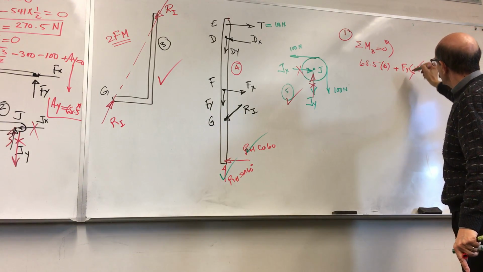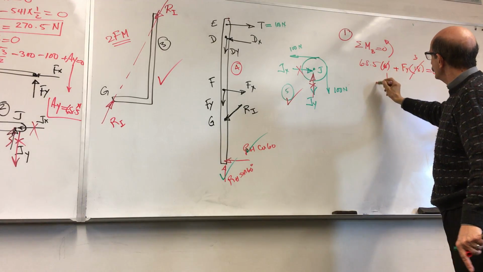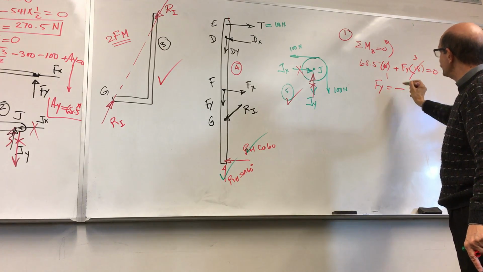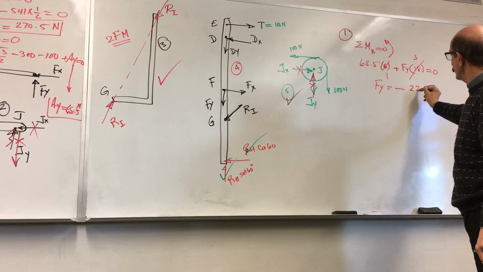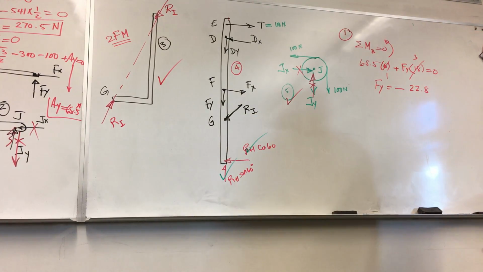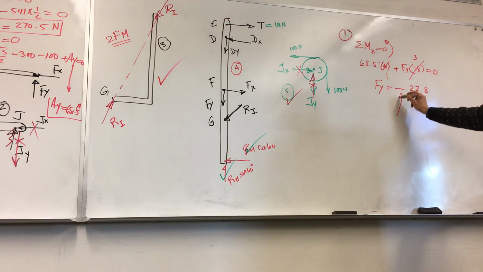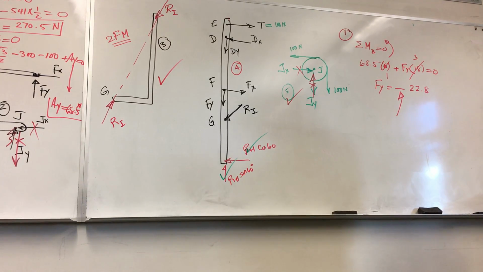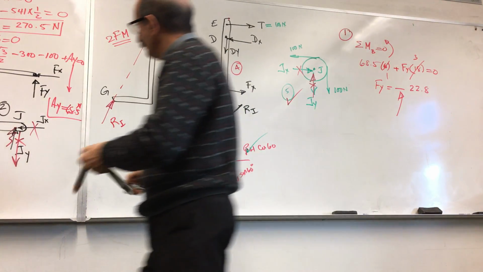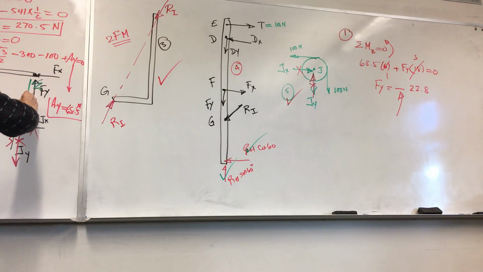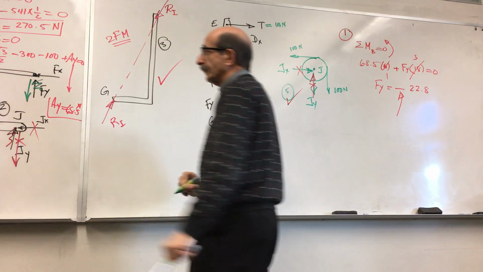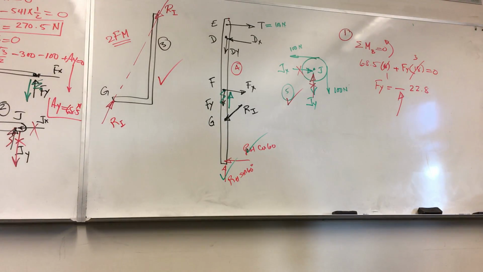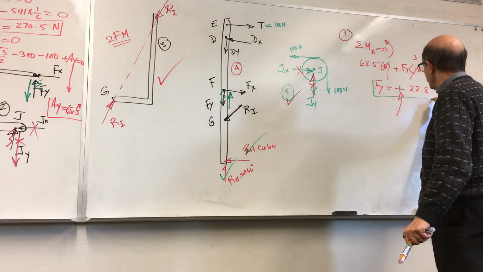Is equal to 0. So FY comes out to be negative, almost 22.8. It came out to be negative. So the first thing you do is change that here. And where else does it appear? Here. So correct that here.